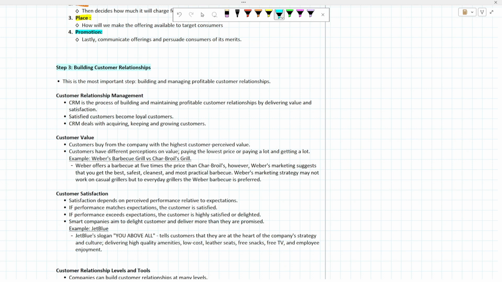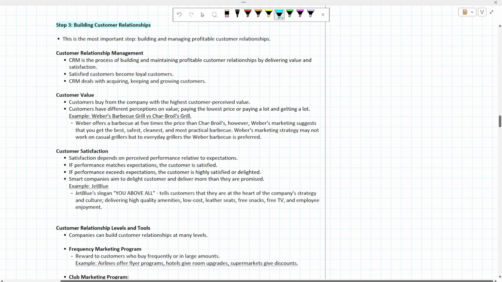Customer satisfaction. Satisfaction depends on perceived performance relative to expectations. So let me highlight that. So, perceived performance relative to expectations.